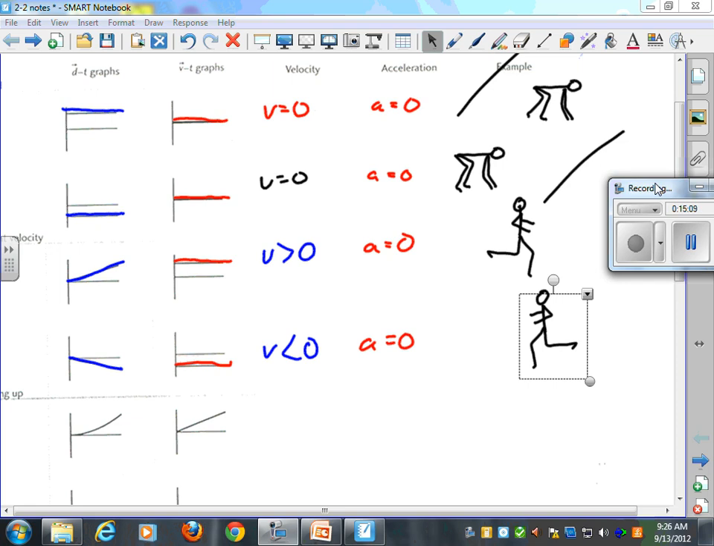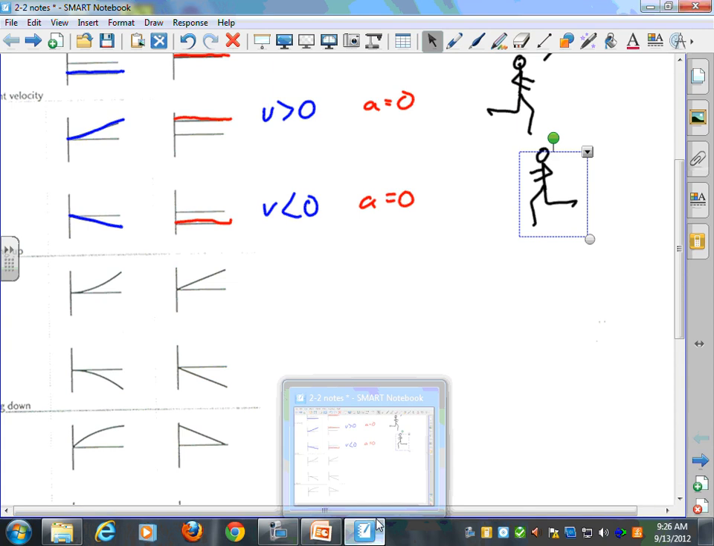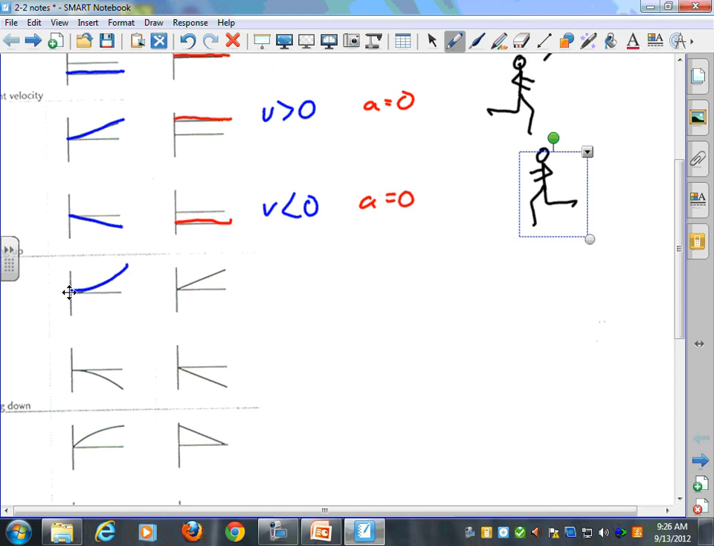Okay, so speeding up, the d-t graph is curved, right? Speeding up, which makes the velocity time graph straight and increasing. Here, my velocity is greater than 0, and my acceleration is also greater than 0. And what happens when the velocity and the acceleration vectors are both in the same direction? Justin, what happens?